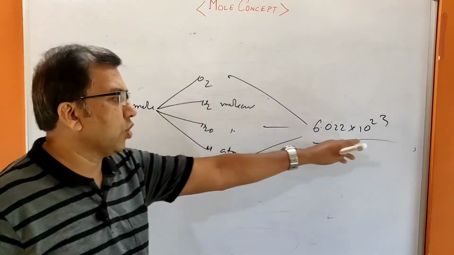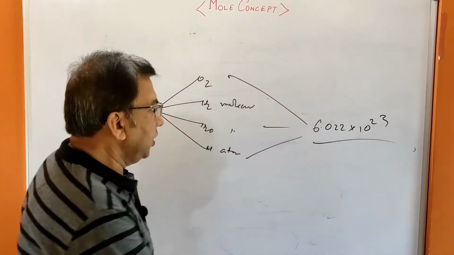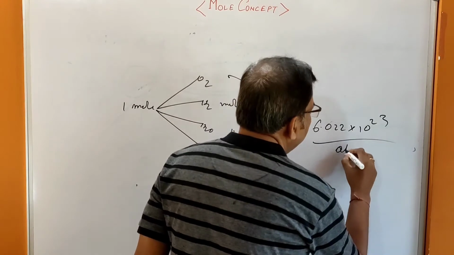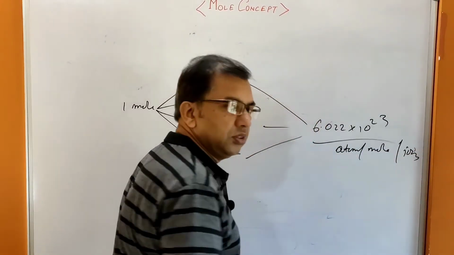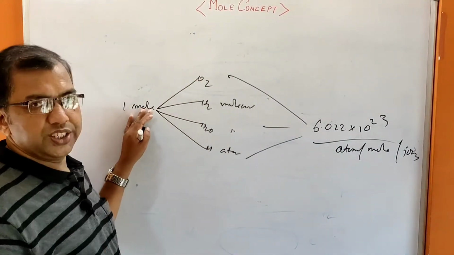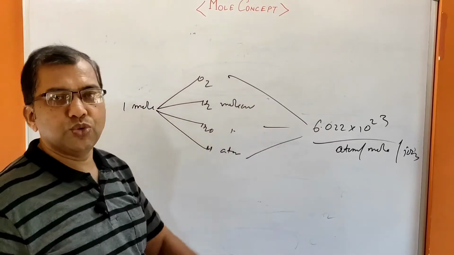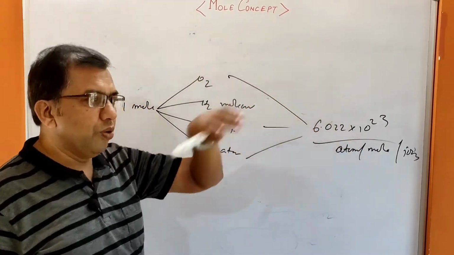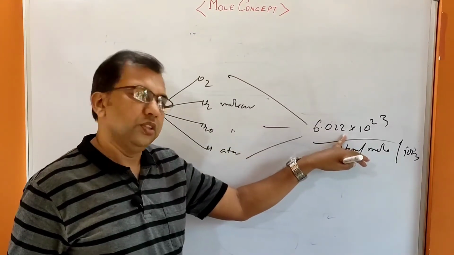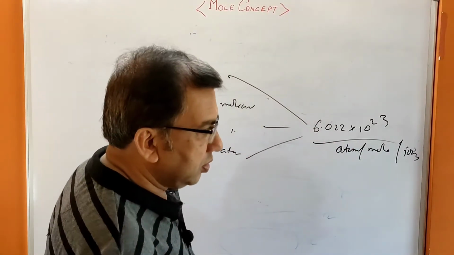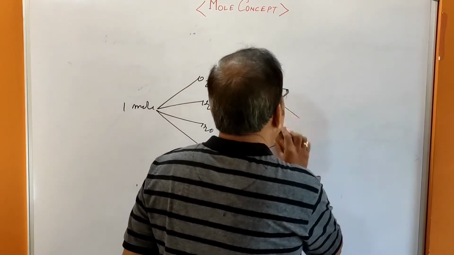In case of atoms, it will be atoms. In case of molecules, molecules. Clear? In case of ions, it will be ions. So you can write atoms, molecules, ions. 1 mole fixed. 1 mole के लिए at STP में कितना नंबर ऑफ एटम्स होगा? इतना. कितना नंबर मॉलिक्यूल होगा? इतना. कितना नंबर ऑफ आयन होगा? इतना. Clear? Okay. So let's discuss some sums.